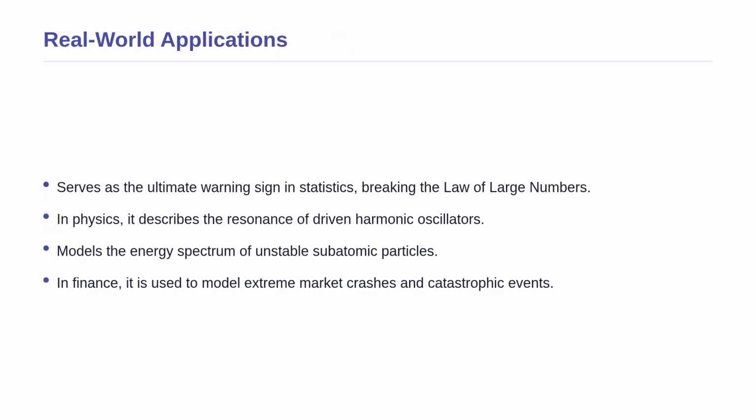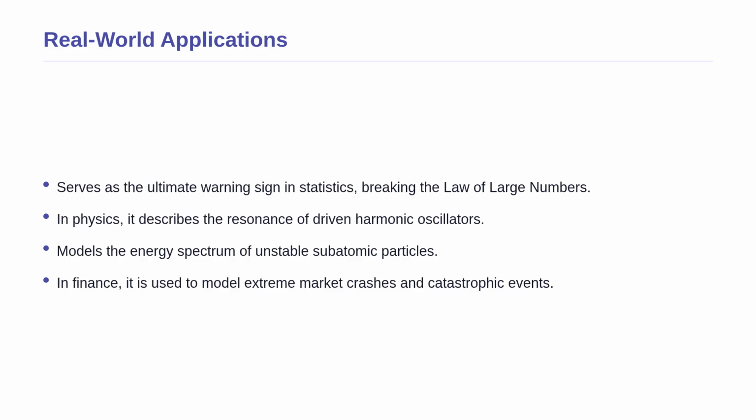You might wonder where this rebellious distribution actually shows up. It is incredibly important because it serves as the ultimate warning sign in statistics, proving that not all datasets obey the law of large numbers. In physics, it is known as the Lorentz profile, perfectly describing the resonance of harmonic oscillators and unstable subatomic particles. In finance, standard normal distributions severely underestimate the chances of catastrophic market crashes. The Cauchy distribution allows risk analysts to model these extreme, faraway events, acknowledging that massive outliers are sometimes a natural part of the system.